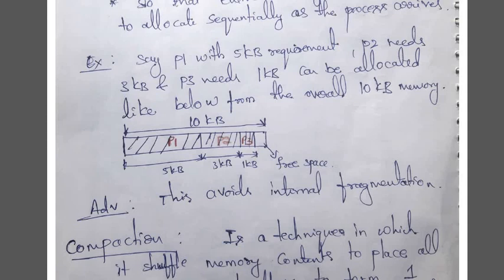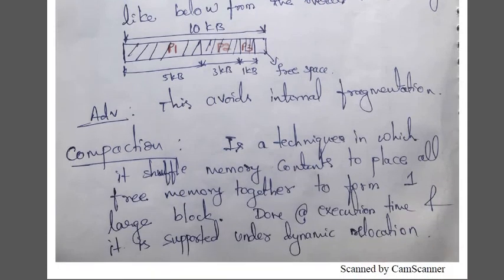So you have several holes in the memory snapshot. When you gather together all the memory holes, or the memory spaces that are available, and shuffle them together, you constitute one bigger block, one bigger chunk. Then, if any process is requesting a larger memory allocation, you could satisfy that request. That is done by compaction. This is done at execution time and is supported only under dynamic reallocation. You cannot have this in a static way. It must be in variable-sized partitions only.